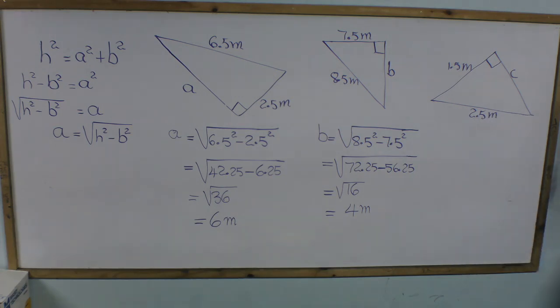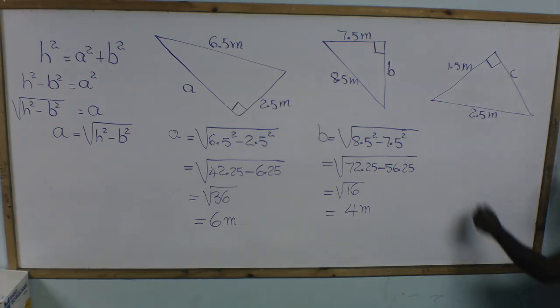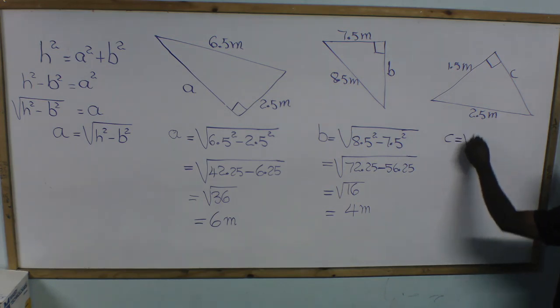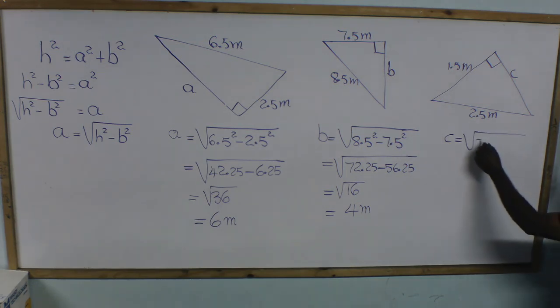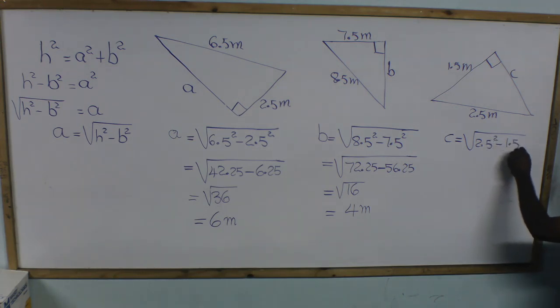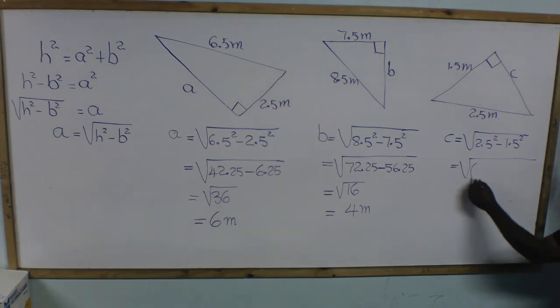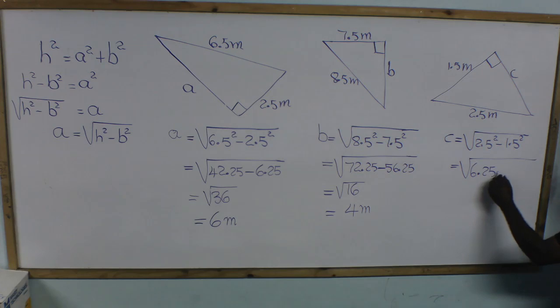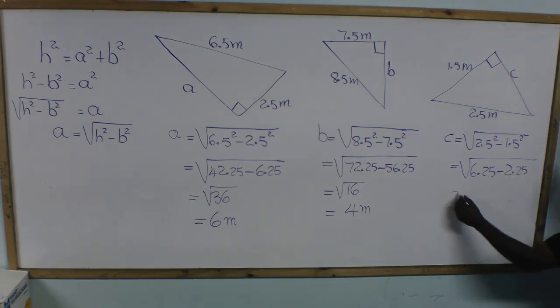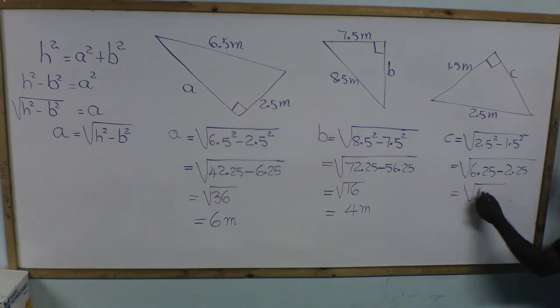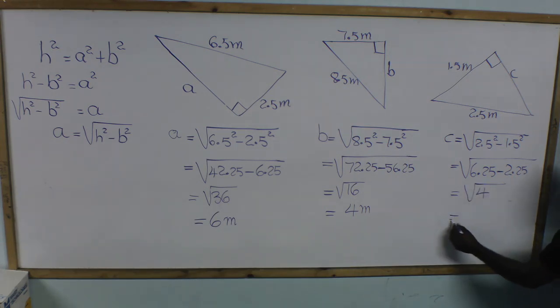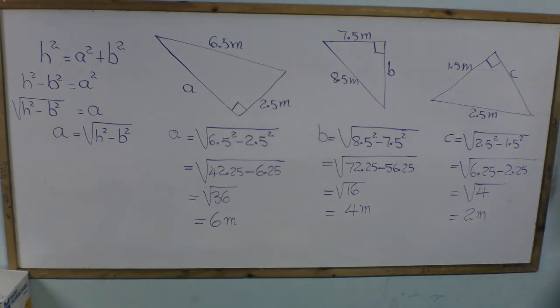What about this one? Anybody enjoy that one? C is equal to the square root of 2.5 squared minus 1.5 squared, which is equal to the square root of 6.25 minus 2.25, which is equal to what? 2 meters.